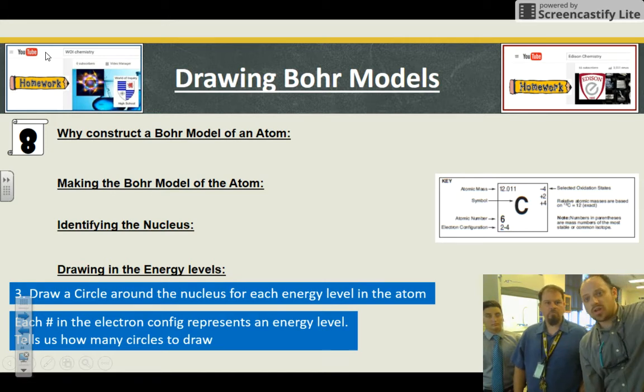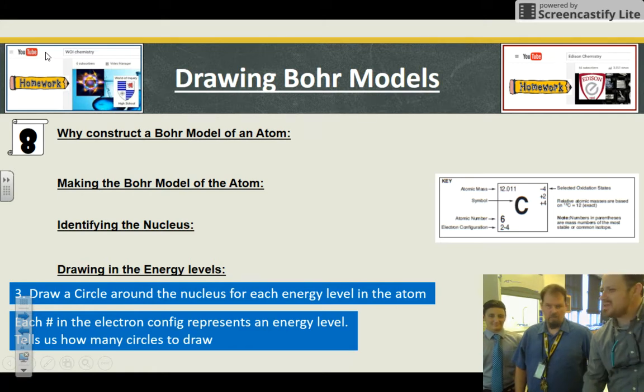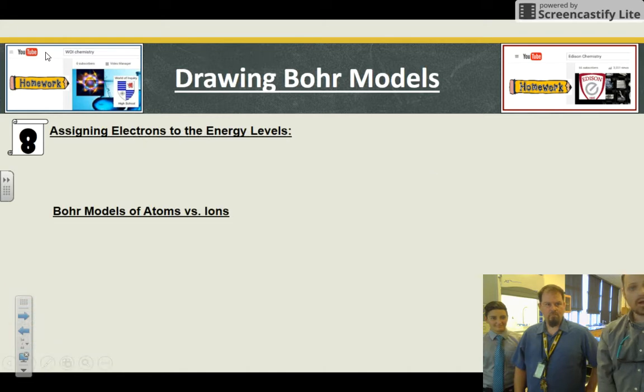configuration. So this little tile above our heads that has the key on it has all the information you need in order to make any Bohr model of an atom, and maybe even electrons or ions as well. It's all there. And then we need to assign those electrons.